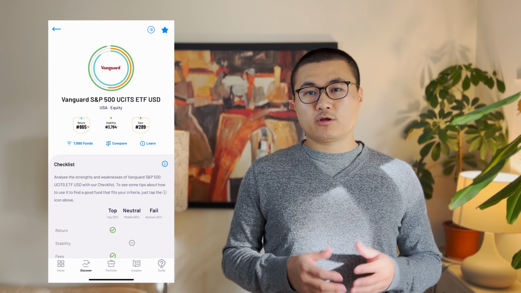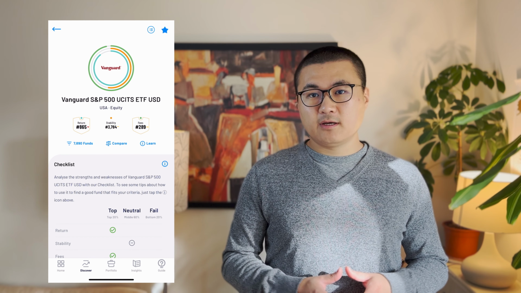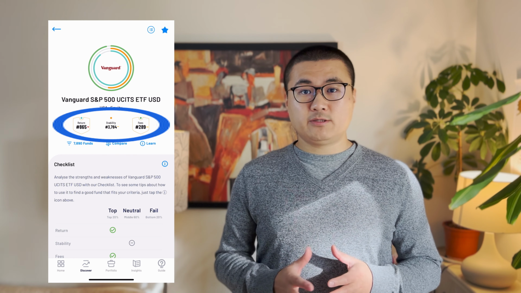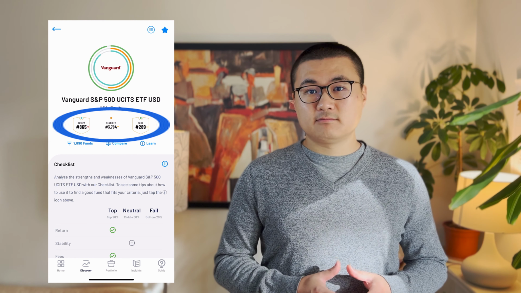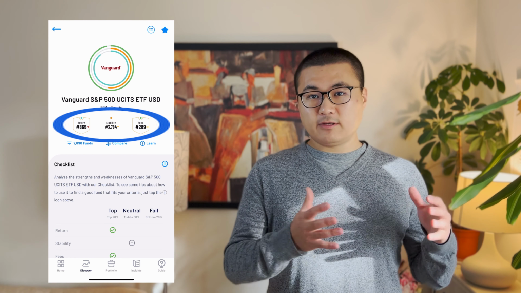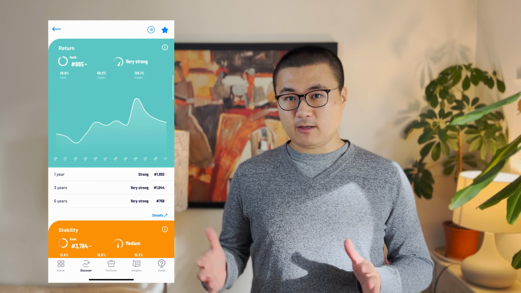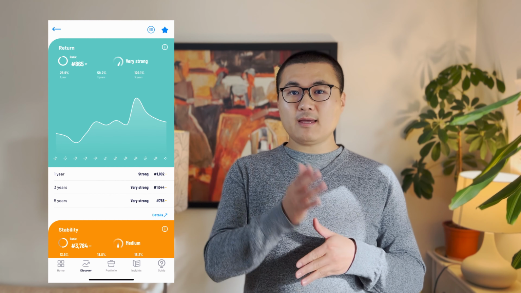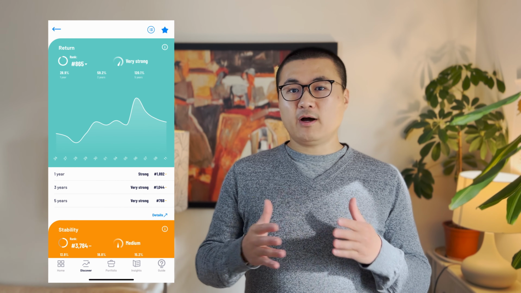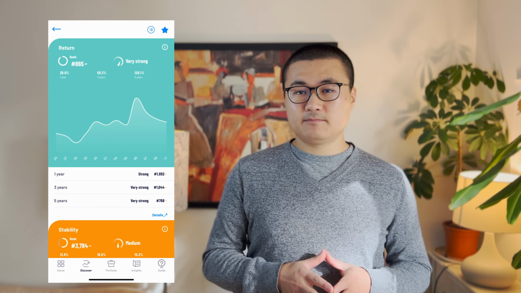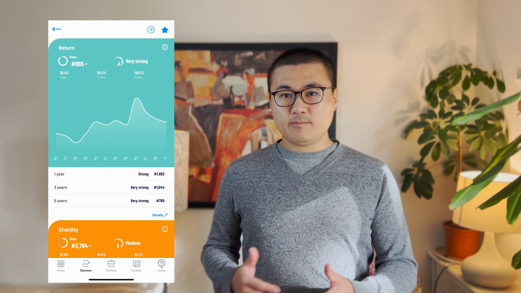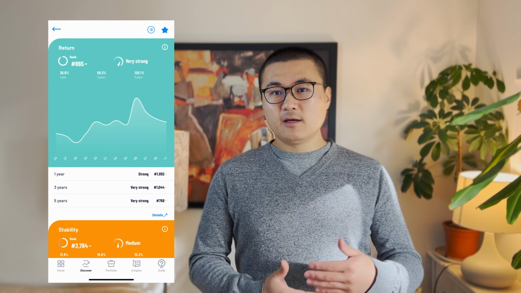In this clip, we're going to talk about the three main factors, their detailed rankings, and the data points we use for a fund. These three main factors are return, stability, and fees. The return simply measures how well or badly a fund has been performing. The stability tells you how stable or how risky a fund's share price performance has been. And finally, fees measure the amount of fees you pay to the fund management company.